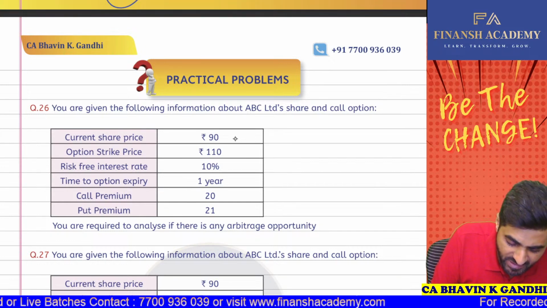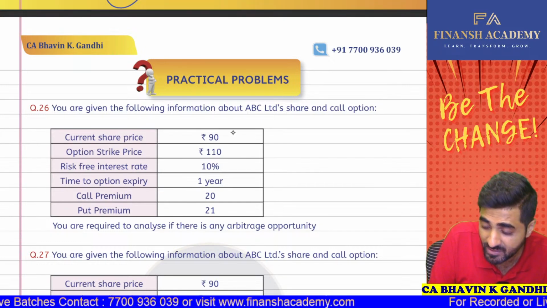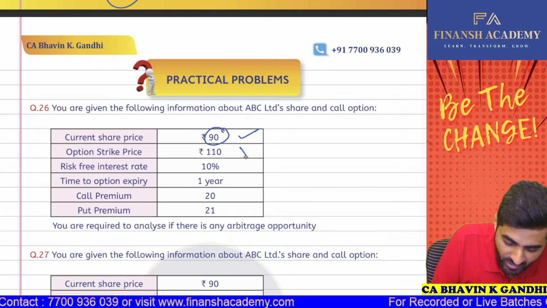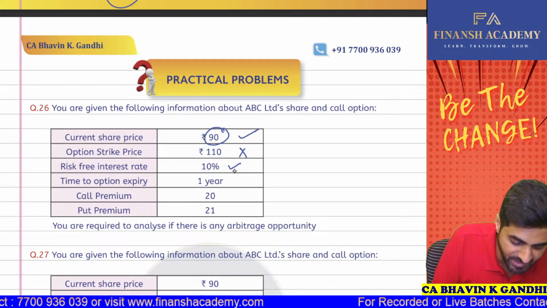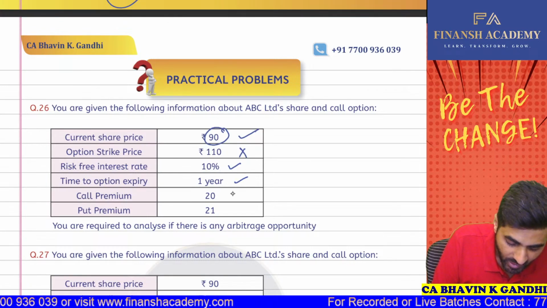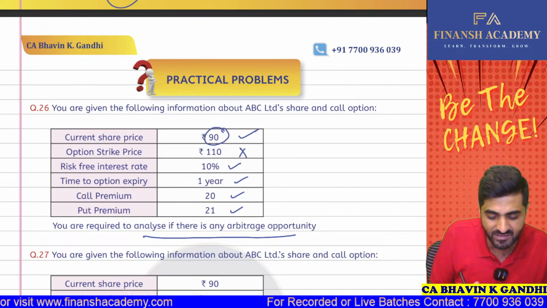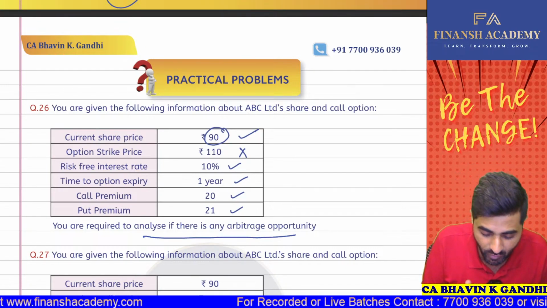Now, do you have the spot available, the current share price available? Yes, sir. That is nothing but 90. Option strike price is 110. Risk-free interest is 10% and time period is 1 year. Call premium is 20 and your put premium is 21. You are required to analyze if there is any arbitrage opportunity or none.